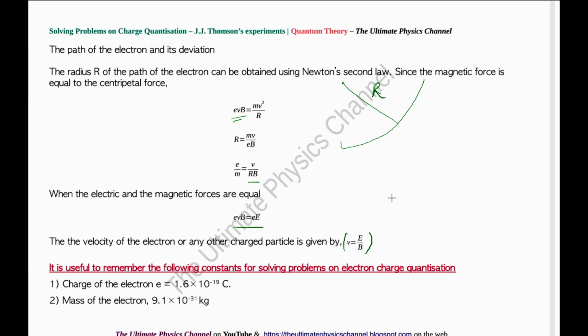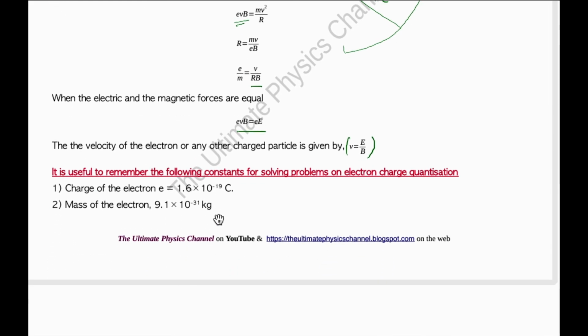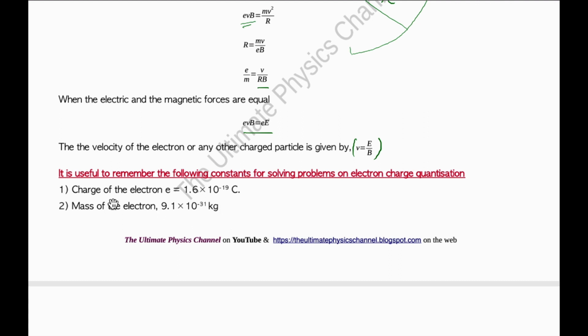Now these are some of the expressions that will be very useful in solving the problems related to the quantization of charge and J.J. Thomson's experiment. Right. There are some useful constants that we need to remember. For example, charge of the electron e is equal to 1.6 into 10 power minus 19 coulomb. Mass of the electron is 9.1 into 10 power minus 31 kilogram.